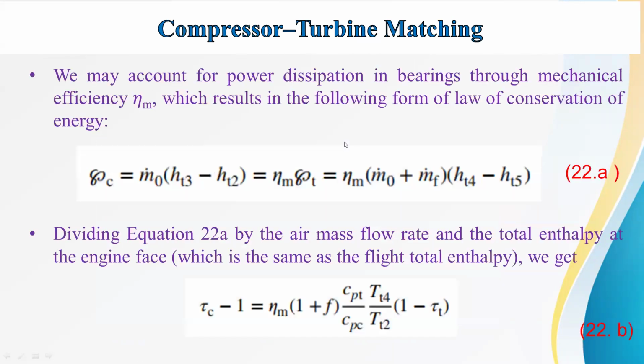Okay, so for the compressor turbine matching, we relate the power delivered from the compressor, which is related to M naught times (HT3 minus HT2). Again, efficiency can also be represented here with the shaft power or the turbine power.